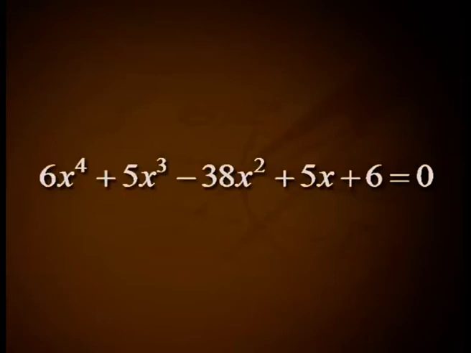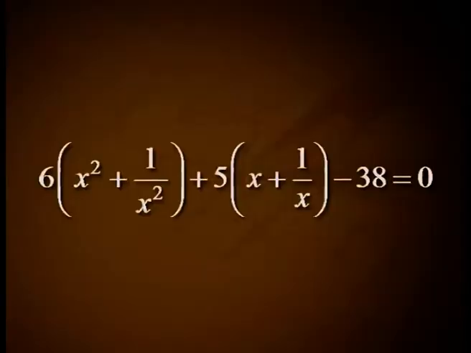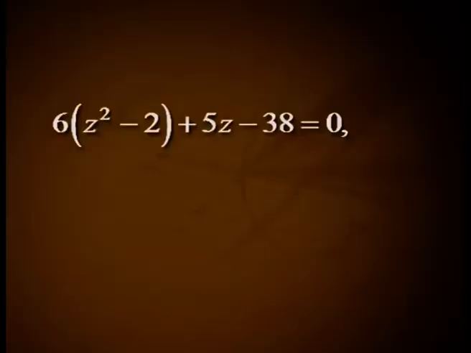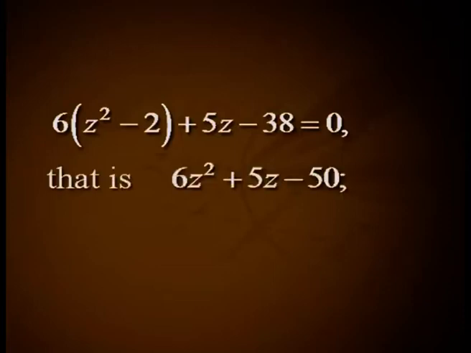Solution. By inspection, one root is minus 1. Dividing by x plus 1, we obtain 6 x raised to 4 plus 5 x cube minus 38 x square plus 5 x plus 6 equal to 0, a reciprocal equation. Dividing the last obtained equation by x square and grouping the terms, we obtain 6 into x square plus 1 by x square plus 5 into x plus 1 by x minus 38 equal to 0. If z equal to x plus 1 by x, this equation becomes 6 into z square minus 2 plus 5 z minus 38 equal to 0, that is 6 z square plus 5 z minus 50 equal to 0.